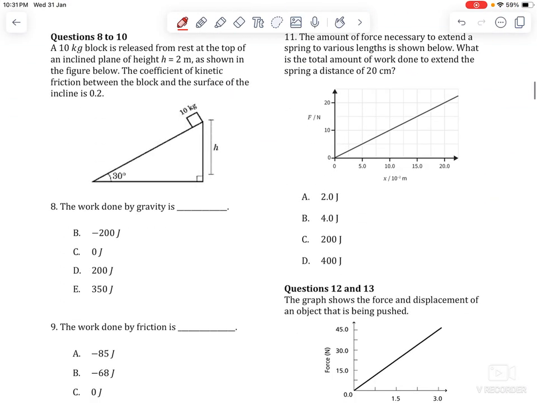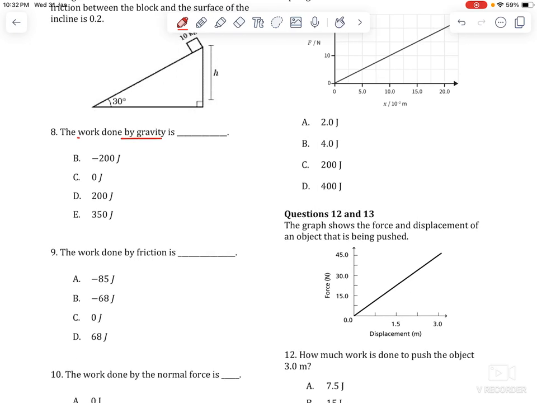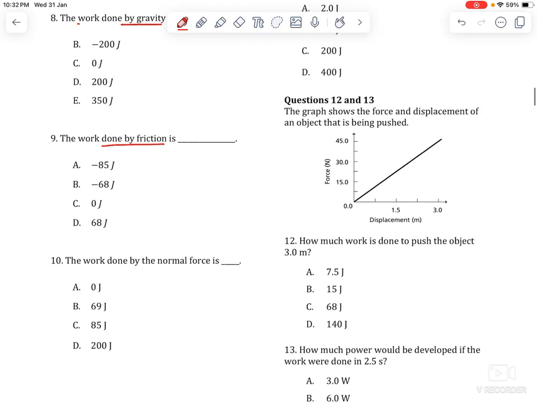However, questions 8, 9, and 10 are related. I have a 10 kilogram block that is released from rest at the top of an inclined plane of height 2 meters, as shown in the figure below. The coefficient of kinetic friction between the block and the surface is 0.2. In question number 8, I need to find the work done by gravity. In question number 9, I need to find the work done by friction. And finally, I need to know the work done by the normal.